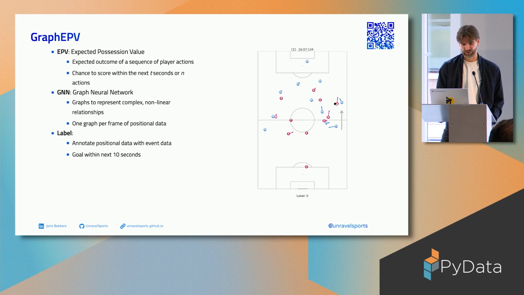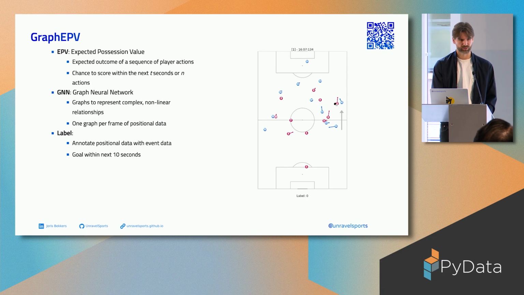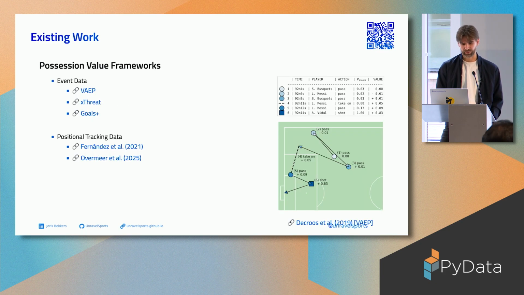And then, like I said, we'll label the data such that only the frames that lead to a goal in the next 10 seconds will be positive and the rest will be 0. And we'll do the annotation with event data, which I'll also show.